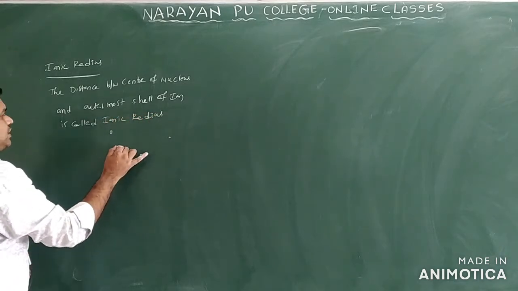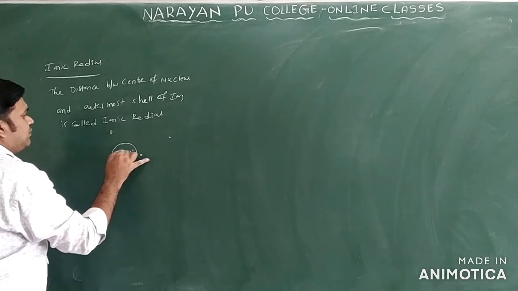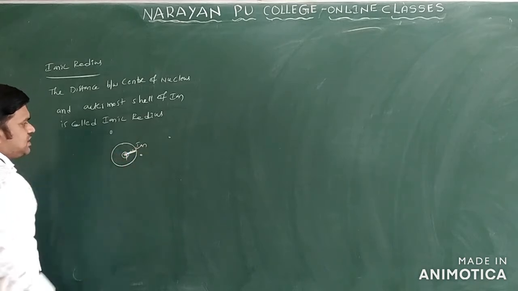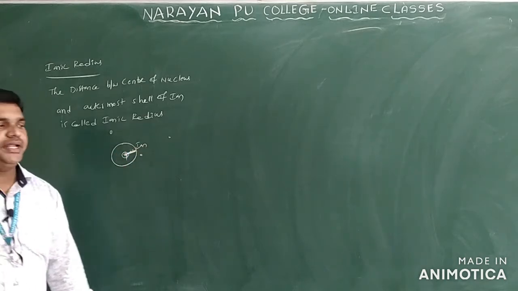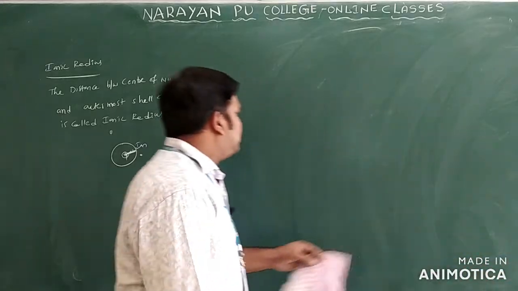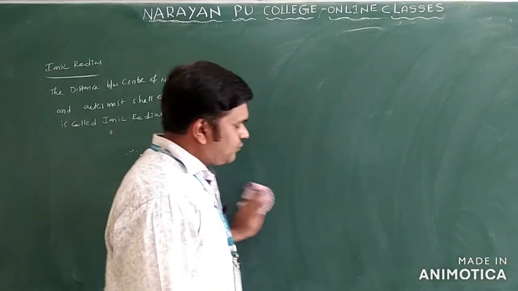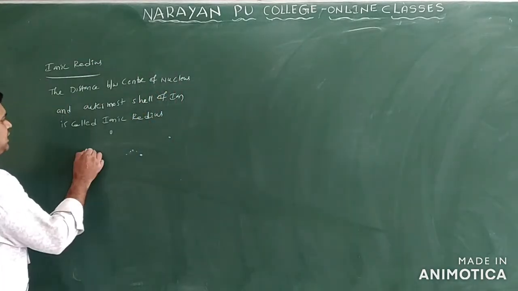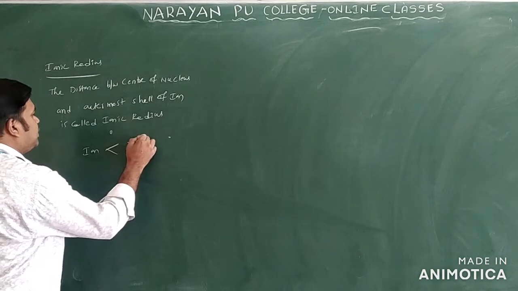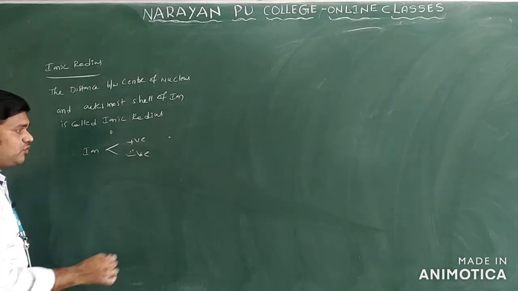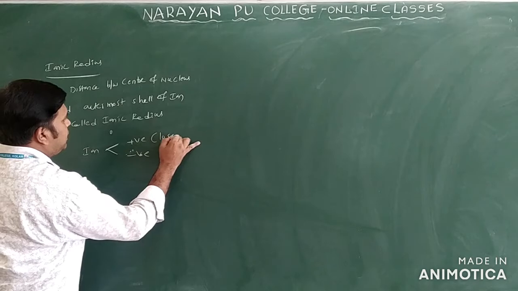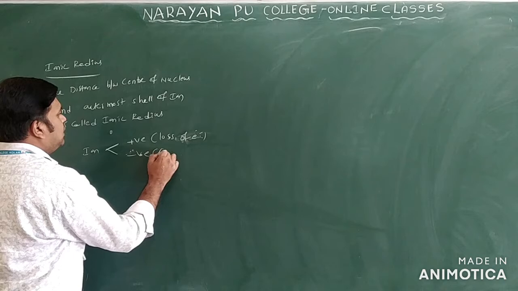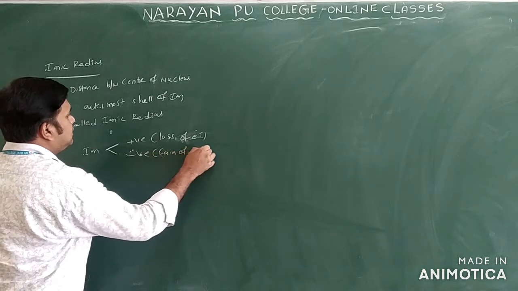Suppose here we have the center of the nucleus, and in place of an electron there is an ion. If we take this distance, that we call ionic radius. So how are ions generally formed? Generally ions are formed by the loss of electrons or the gain of electrons. An ion may be a positive ion or a negative ion. A positive ion is formed by loss of electron, and a negative ion is formed by gain of electron.